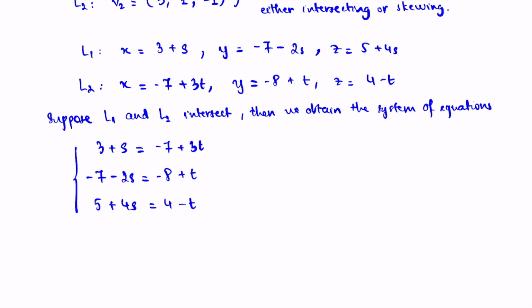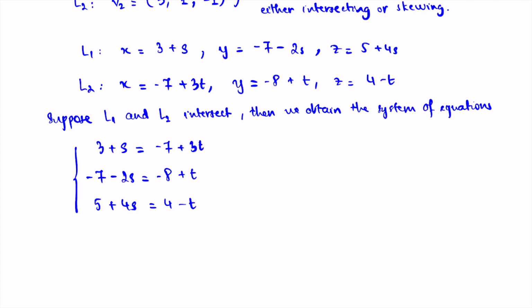So what is the reason behind this approach? We want to find if L1 and L2 intersect one another or are skew. We're going to solve for the value of s and the value of t. And the values of s and t in each of these equations are going to be the same, or give you a true statement. If that is the case, you say that the two lines are intersecting one another. If they give you a false statement, then you say the two lines are skew.